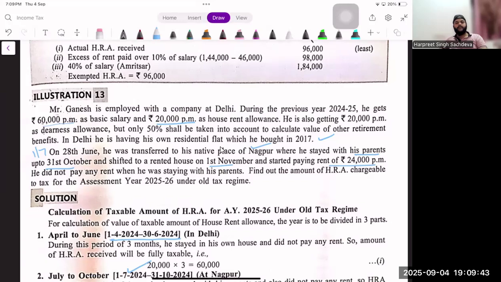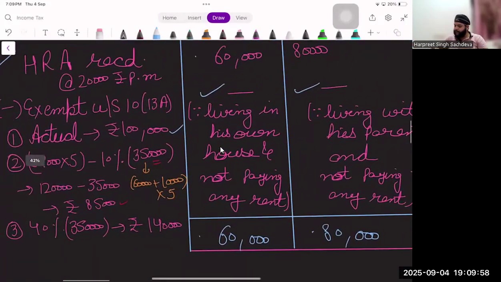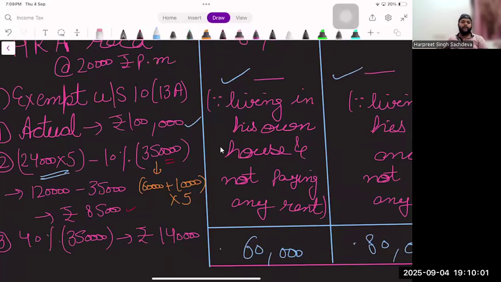Yes, 24,000 per month. For how many months he lived in a rented house? 5 months. So rent paid will be 24,000 into 5. Agree?